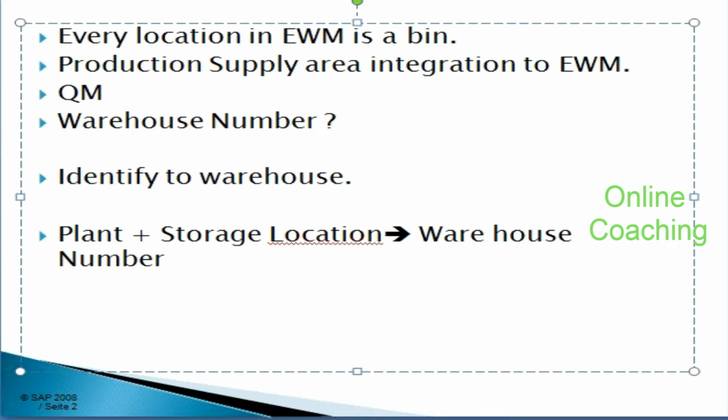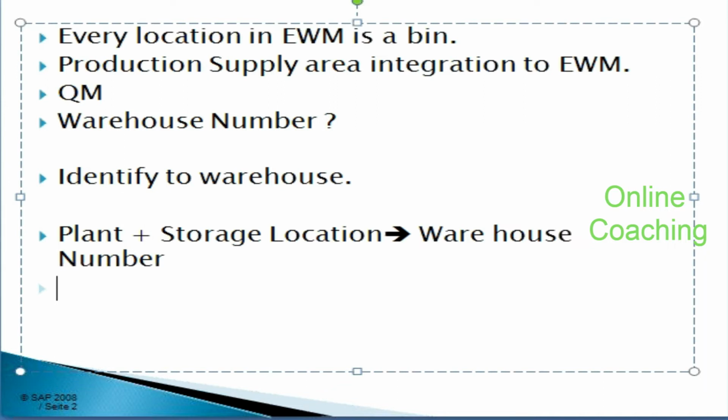So I can always put my inventory management as a simple plant and then multiple storage locations, or one plant and one storage location, or if you want a detailed bin level, we can have it in the warehouse management level also. Is it clear now?